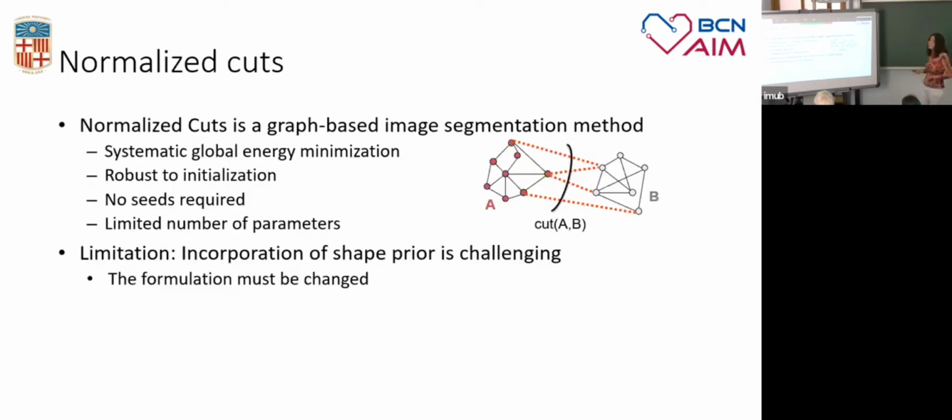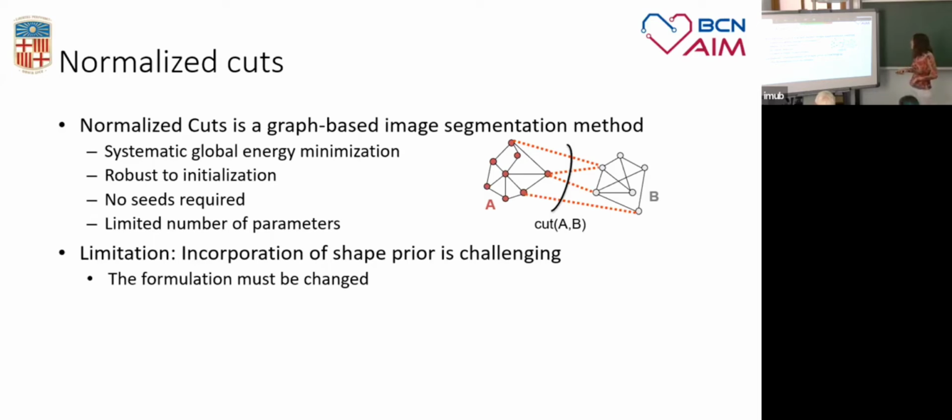The normalized cuts solves the issue that we found. Normalized cuts is a graph-based segmentation method with systematic global energy minimization, robust initialization, and no sensor required. And it also has a limited number of factors, so it has many advantages, but it has a main limitation. It's difficult to incorporate the shape prior. Usually, when we have segmentation, we need the shape value, not only the intensities, because sometimes the intensities are not normalized. So we need something else.